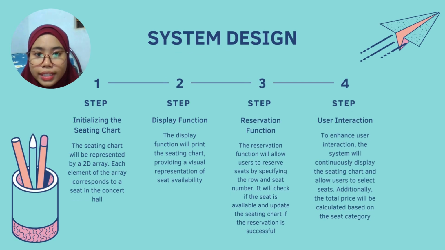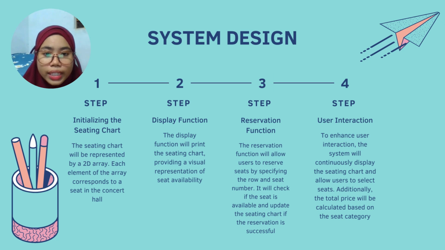So this is our system design. The first one is initializing the seating chart. The seating chart will be represented by a 2D array. Each element of the array corresponds to a seat in the concert hall. And the second one is the display function. The display function will print the seating chart, providing a visual representation of seat availability.